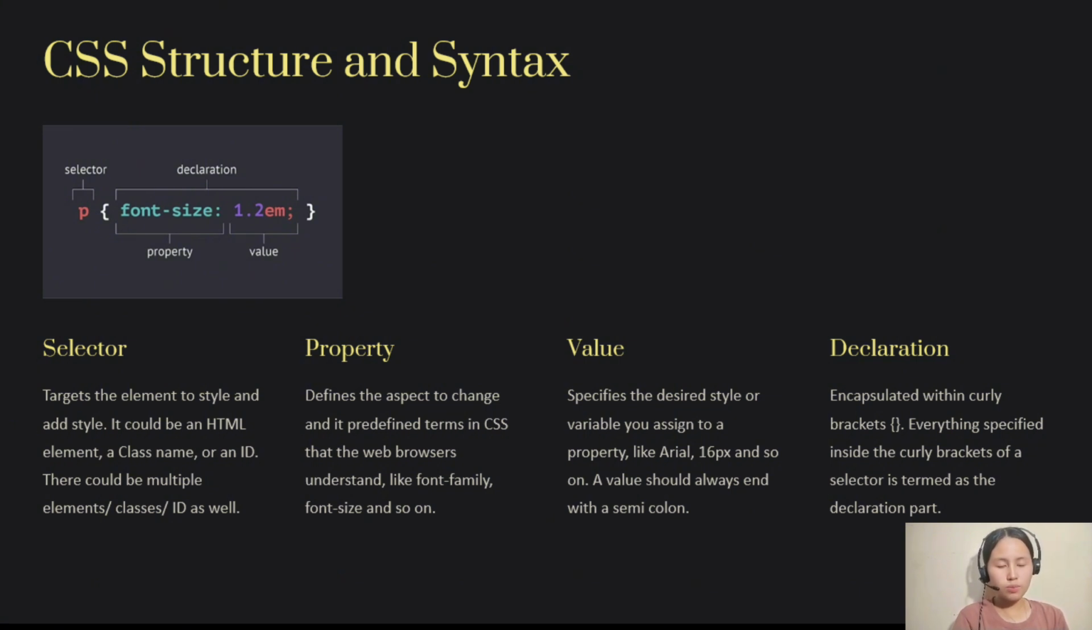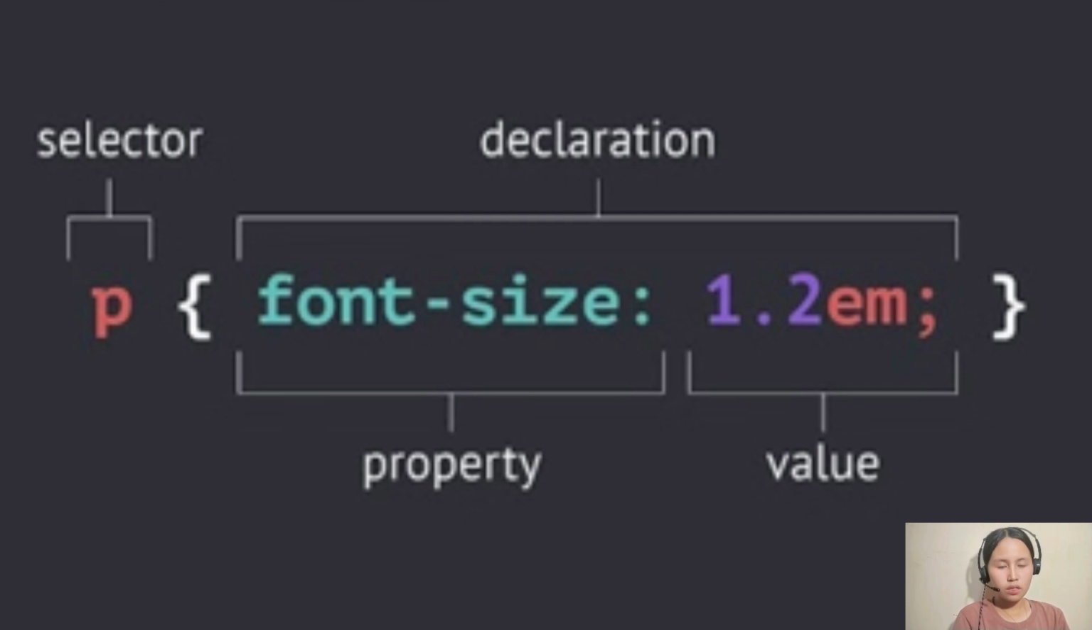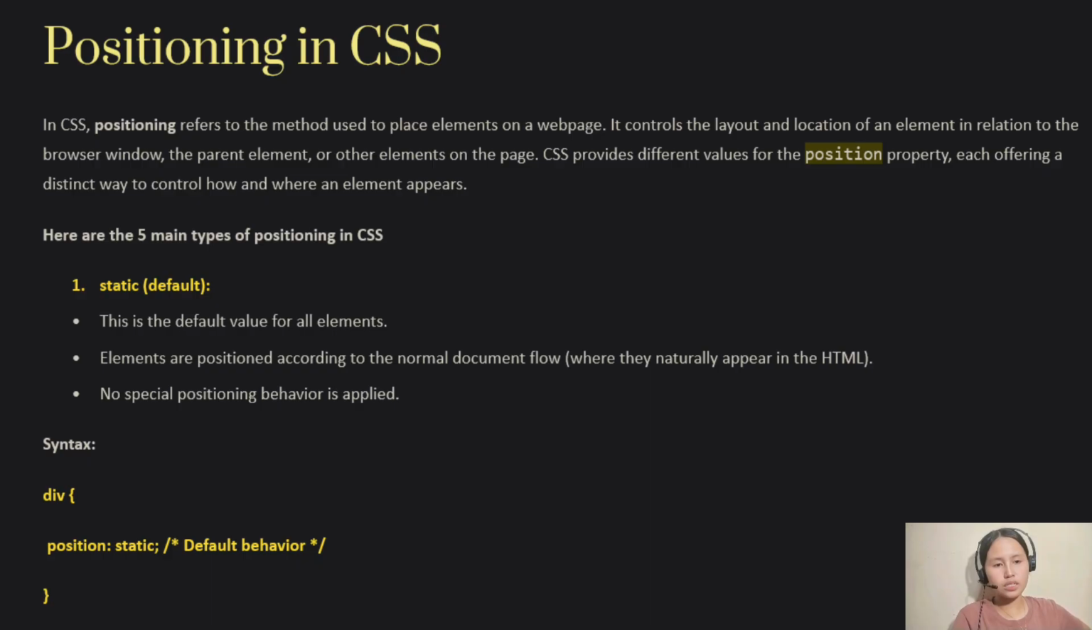So as you can see in the image, P is a selector, and inside the curly brackets, font-size is a property, and the value of it is 1.2. Inside the curly brackets, it is called a declaration. Then let's proceed to positioning in CSS.